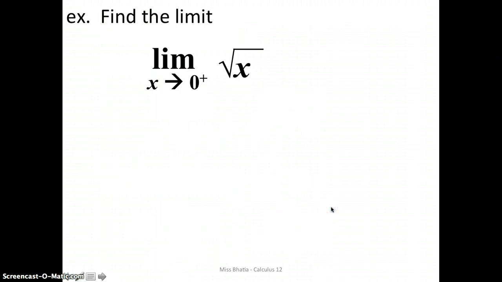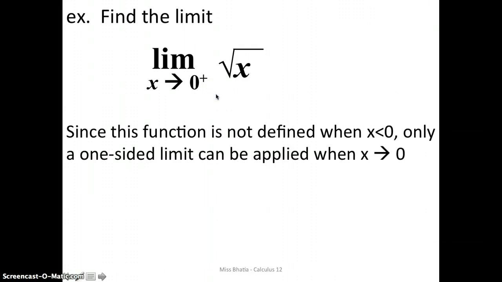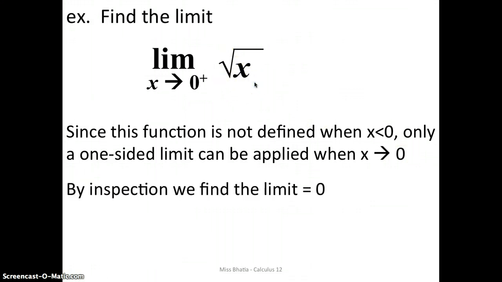So, for example, let's find the limit of our function square root of x approaching from the positive side. Now you'll see this is very valuable because the function is not defined when x is less than 0. So only a one-sided limit can be applied when x approaches 0. So if x was approaching from the negative side, this function wouldn't be defined, so that wouldn't be possible. By inspection, we can find that the limit is 0. Taking the square root of 0 equals 0.